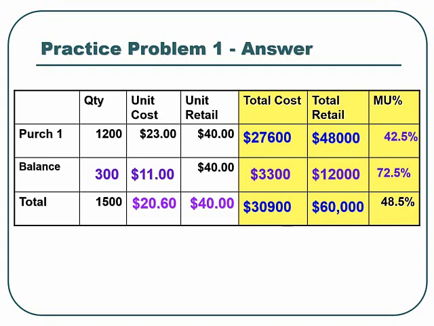If you were the sweater buyer for this promotion, you had to have 1,500 sweaters. That was the setup, and you had to achieve a 48.5% markup goal. You've already made the purchase of 1,200 units at the unit cost of $23, and that was a 42.5% markup. So now you are in a situation where you need to achieve a 72.5% markup.